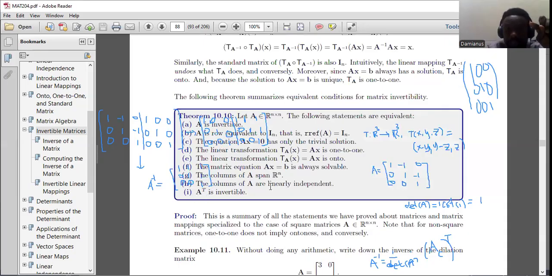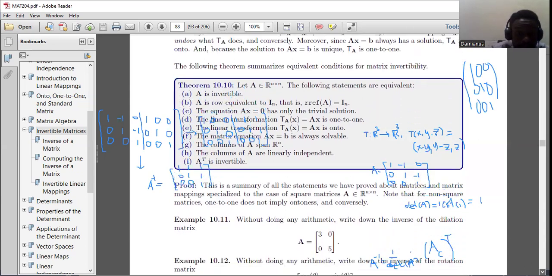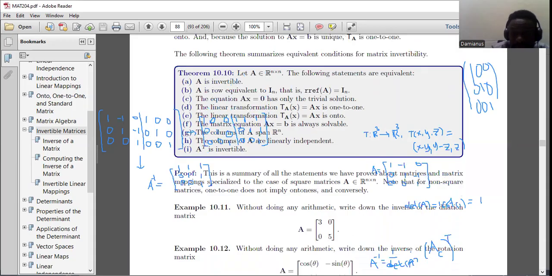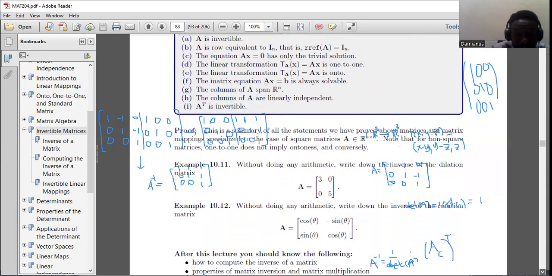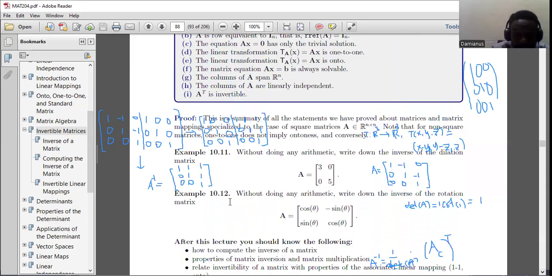A transpose is invertible. The columns of A span Rn. The linear transformation is actually bijective. It's one-to-one and onto. And so now let's write down, because one-to-one and onto is bijective, the inverse of this linear transformation exists. Can we write it down? Oh, yes, we can. How will we do that? Well, we have our matrix, we have the inverse, so we just write it down. We just multiply this inverse matrix by x, y, z.